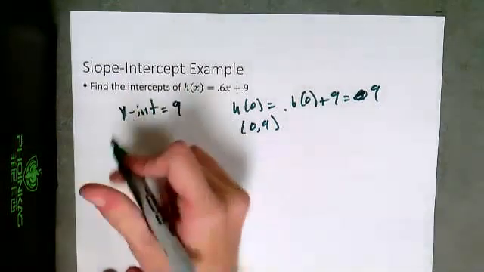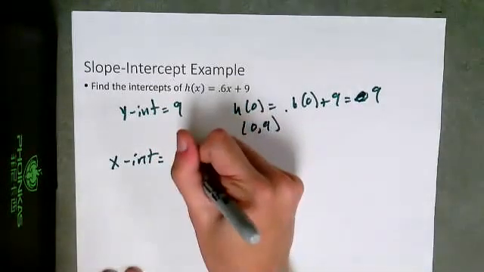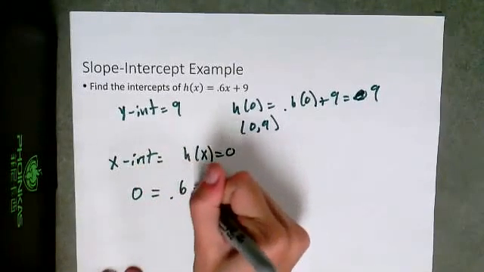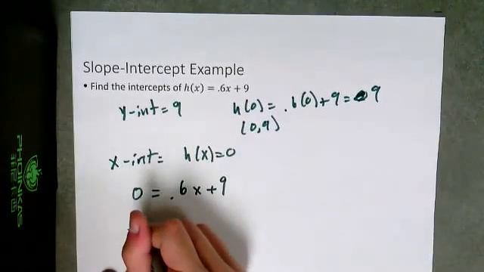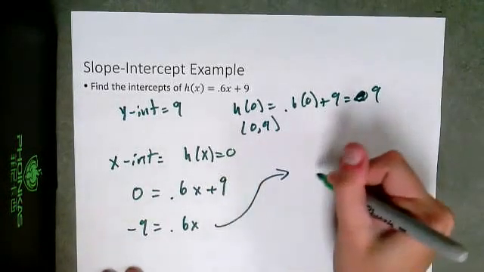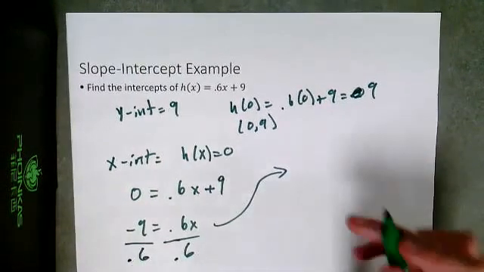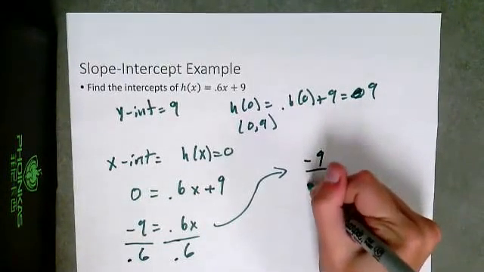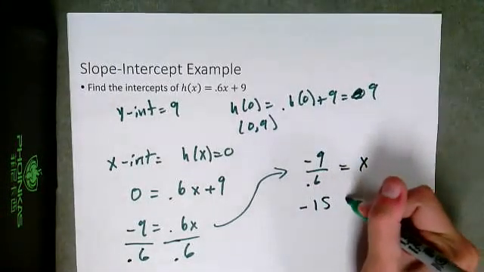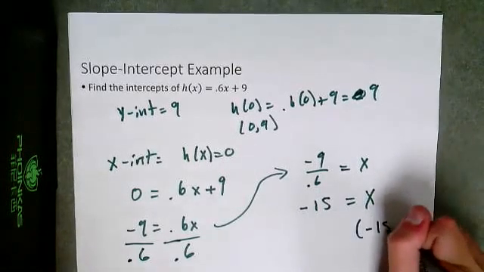Okay. X-intercept, not that it's hard, it's just a little unpleasant. The x-intercept is going to be when h of x is equal to 0. So if we solve 0 is equal to 0.6x plus 9, we get negative 9 is equal to 0.6x. And divide by 0.6 on both sides, and we get that negative 9 over 0.6 is equal to x. This simplifies to 15, believe it or not. And so we get that the x-intercept is (-15, 0).